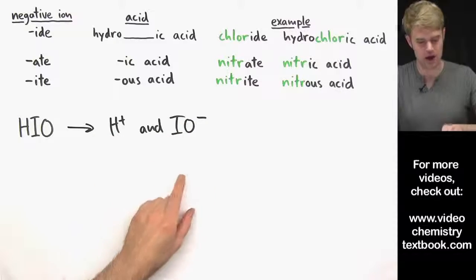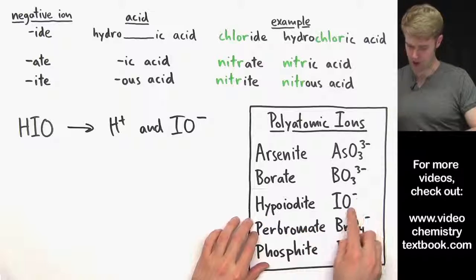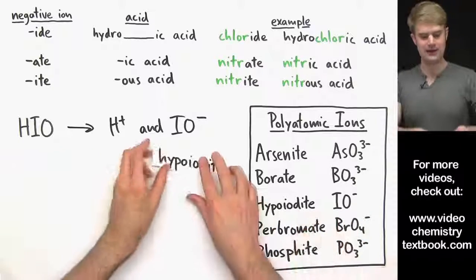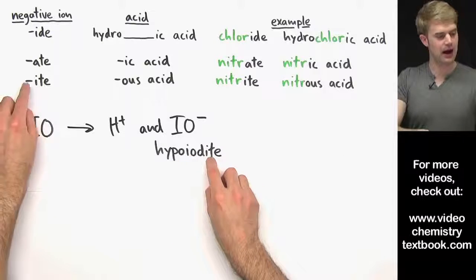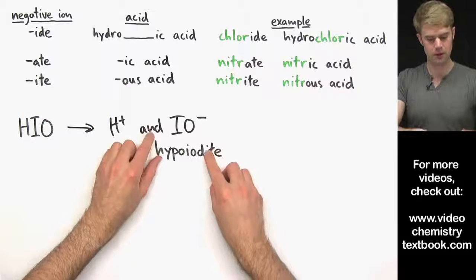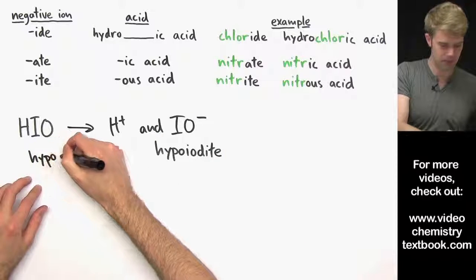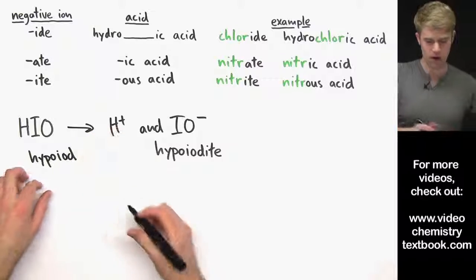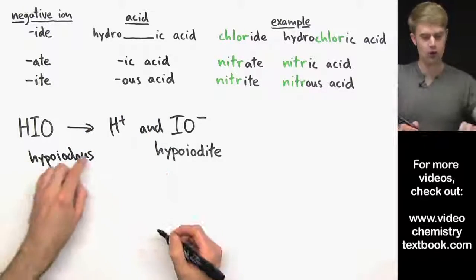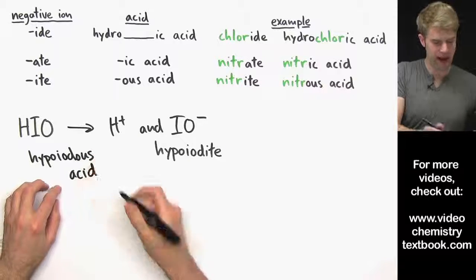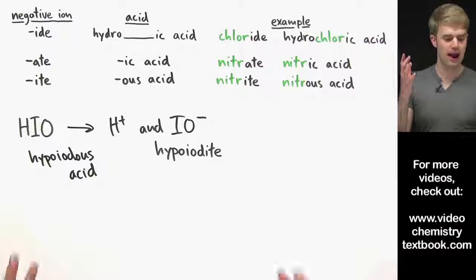What is the name of this polyatomic ion here? We got to name it. It is IO 1 minus, hypoiodite. Hypoiodite. And hypoiodite ends in ITE, so we use this rule here. We take off the ITE and we call the acid hypoiod and then OUS, hypoiodous acid. Hypoiodous acid. So that is how you name acids.